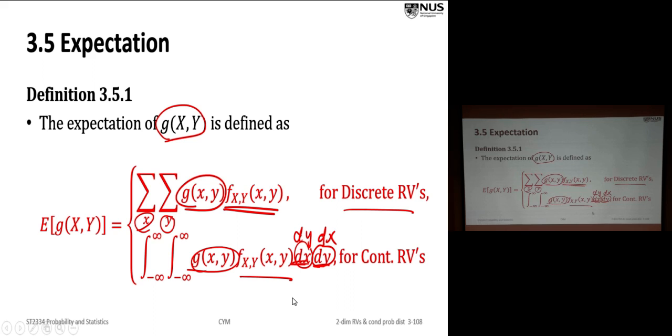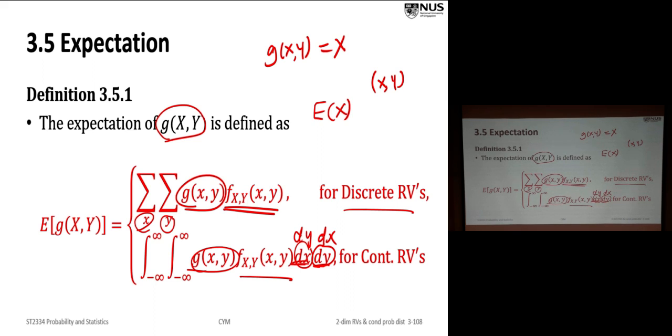Can the g(x,y) equal to x? Is x a function of x and y? Yes, it's a function of x and y. So from this point of view, you can find the expectation of x. Given that you know the joint distribution of x and y, you can find the expectation of x. You just replace this by x.